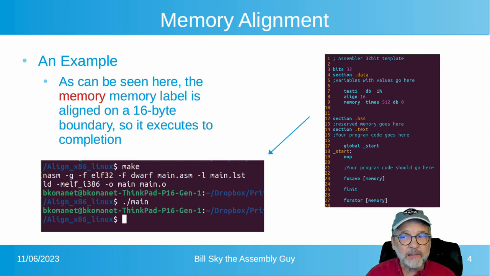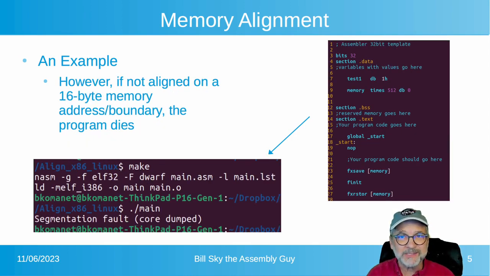Let's take away that align 16. All I did was delete it from the code, and look at what happened. We got a segmentation fault. Nothing else changed in the program. I just took away the align 16, which we're going to talk about in just a moment. So I didn't align it. And now I actually believe if I didn't have that test1 define byte 1h on line 7, it may have worked because the assembler may automatically align each section on a 16-byte boundary.